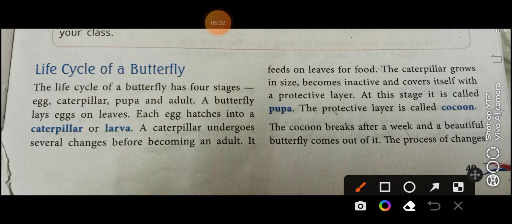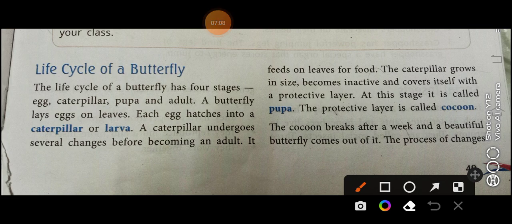Okay, a butterfly lays eggs on leaves. Each egg hatches into a caterpillar, or we can also say larva. Hatching means the baby butterfly comes out from the egg. After hatching, the baby that comes outside is called a caterpillar or a larva.